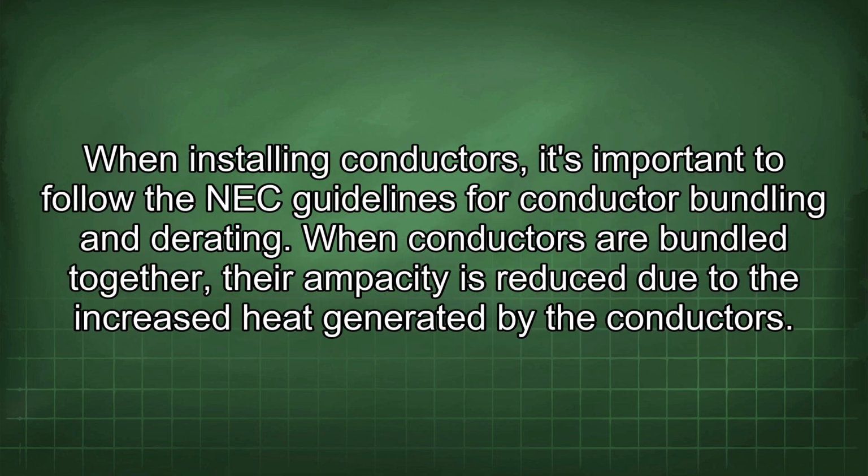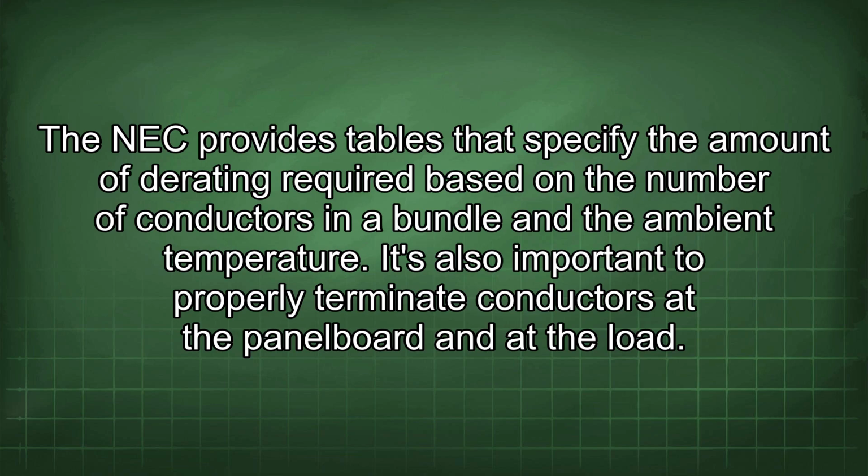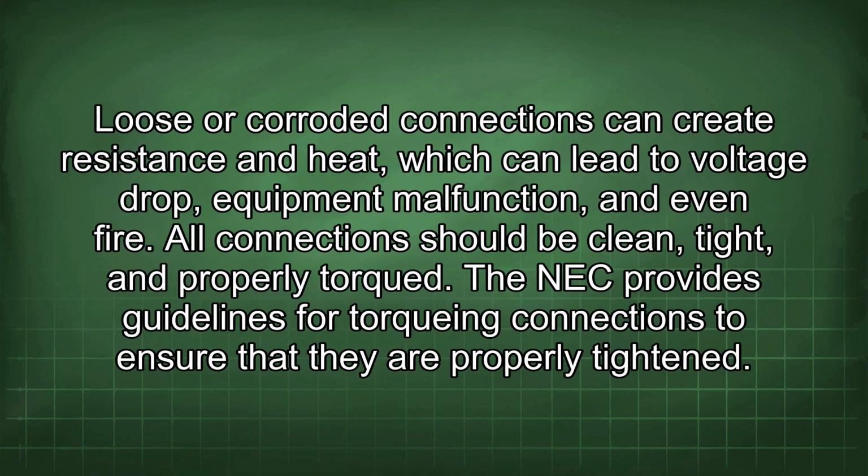When installing conductors, it's important to follow the NEC guidelines for conductor bundling and derating. When conductors are bundled together, their ampacity is reduced due to the increased heat generated by the conductors. The NEC provides tables that specify the amount of derating required based on the number of conductors in a bundle and the ambient temperature. It's also important to properly terminate conductors at the panel board and at the load. Loose or corroded connections can create resistance and heat, which can lead to voltage drop, equipment malfunction, and even fire. All connections should be cleaned, tight, and properly torqued. The NEC provides guidelines for torquing connections to ensure that they are properly tightened.